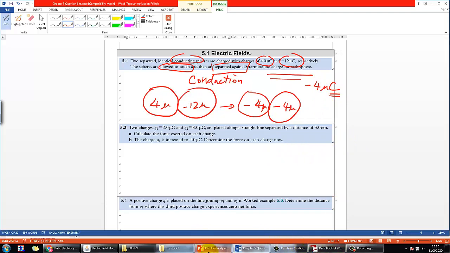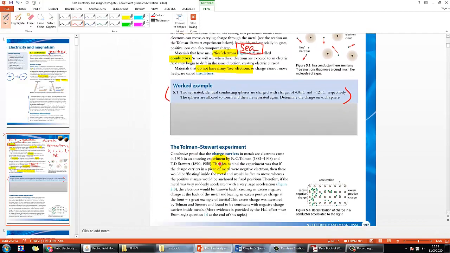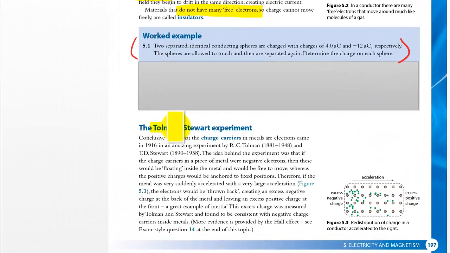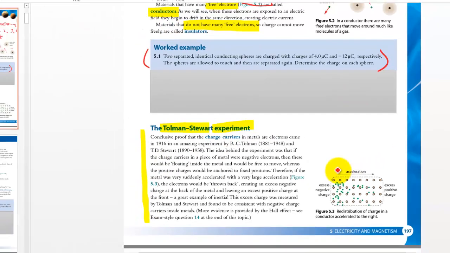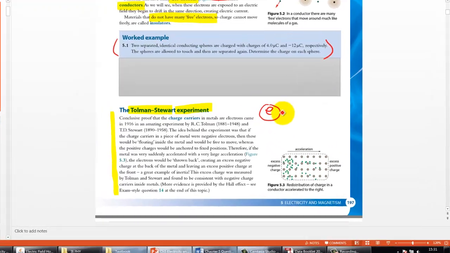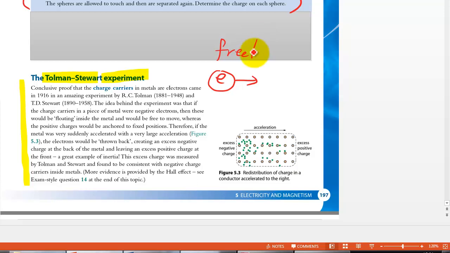Okay, so back to our textbook here. Here is something interesting, even though it may not be relevant to your exam. It's called the Tolman-Stewart experiment. If you haven't read that, think about this. How do people know that the electron can move freely, as we said in year 10, while the proton or the atom are fixed and cannot be moved? How do we actually know?